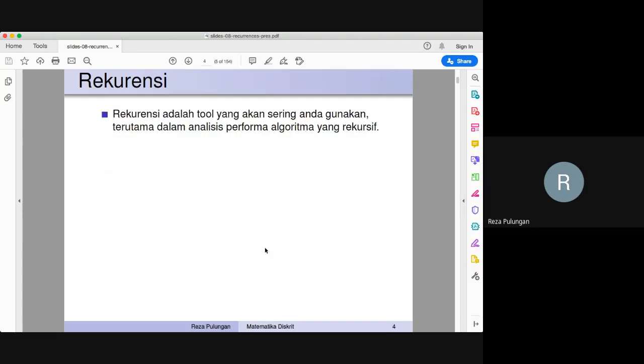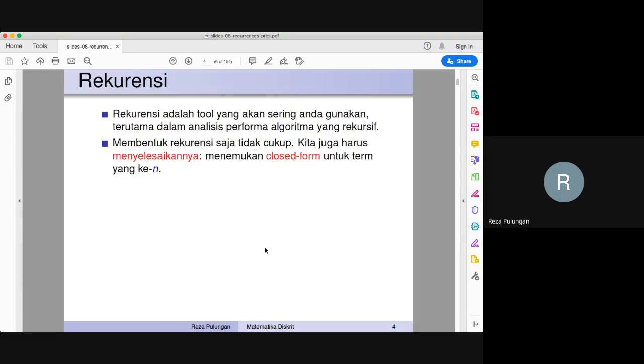Okay, recurrence is a tool that you will use often later on, especially in the analysis of the performance of recursive algorithms. What is a recursive algorithm? You will learn about this in another course. But forming the recurrence is not enough. It is a better idea, once you form a recurrence, to also solve it.